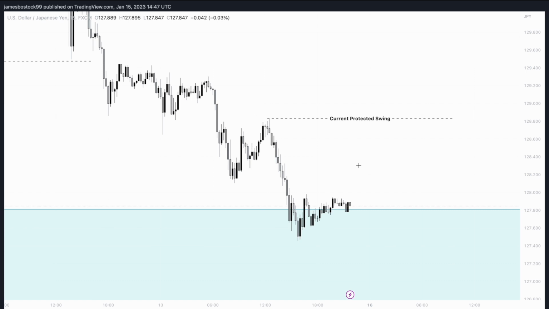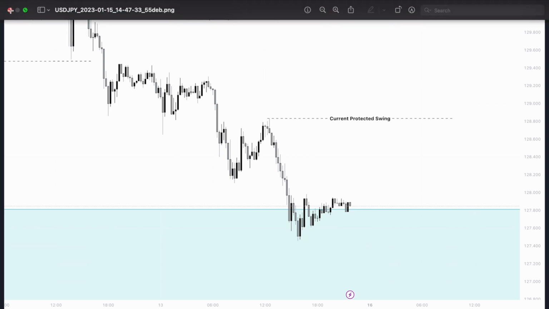If not, and we hold the structure and we continue lower longer term, obviously that's going to be an indication that demand did not take control from the mitigation of this zone, and therefore we probably want to be on the sell side longer term.